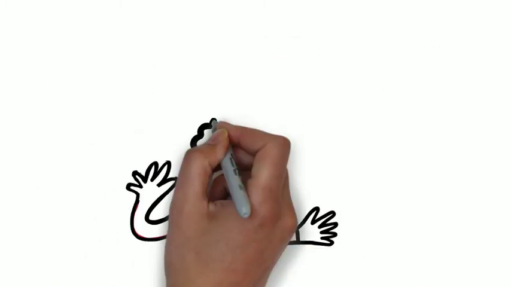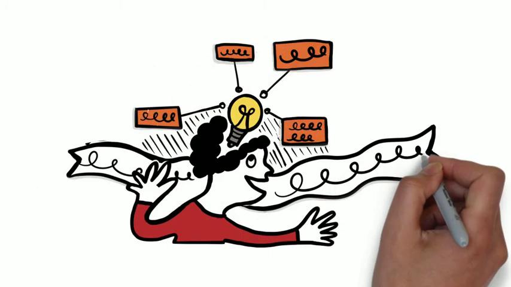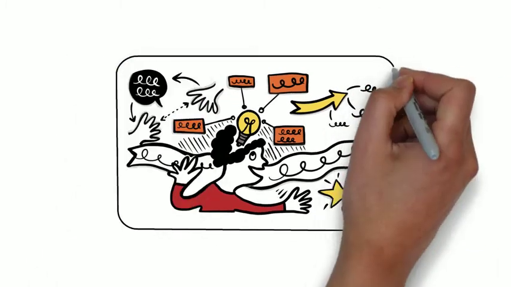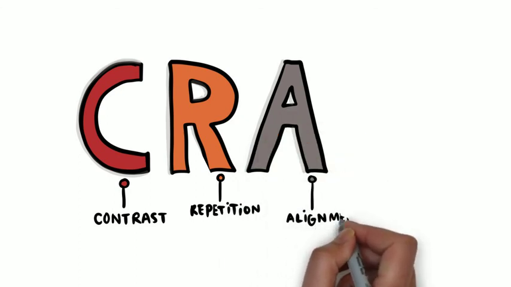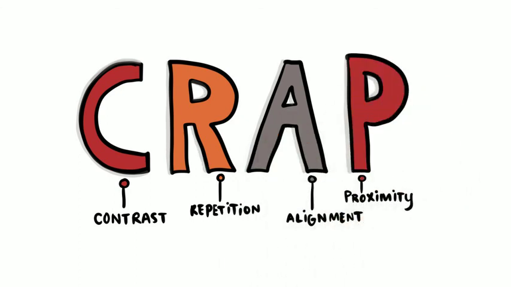I tend to start with one large central image that anchors the rest of the composition and work outward. As I draw, I try to incorporate universal rules of design composition and layout, components like contrast, repetition, alignment, and proximity, to organize visual elements and text. These are things I've learned from being a professional graphic designer for over 20 years.